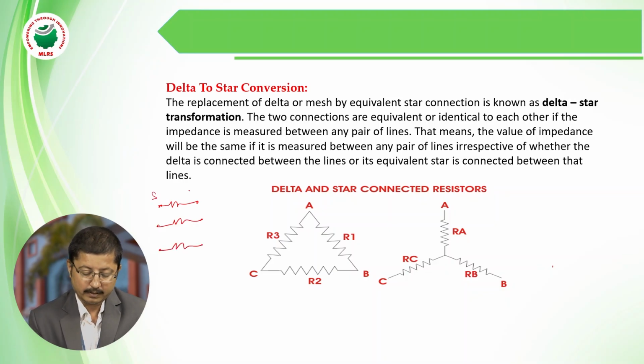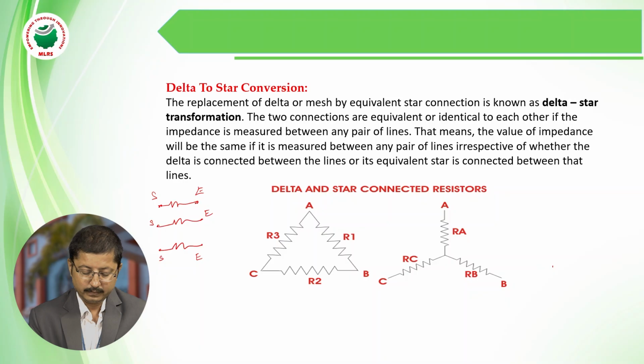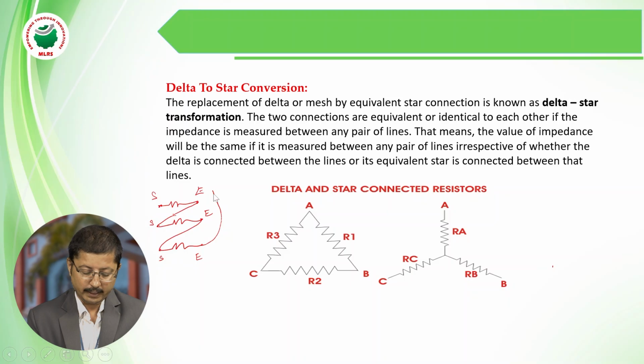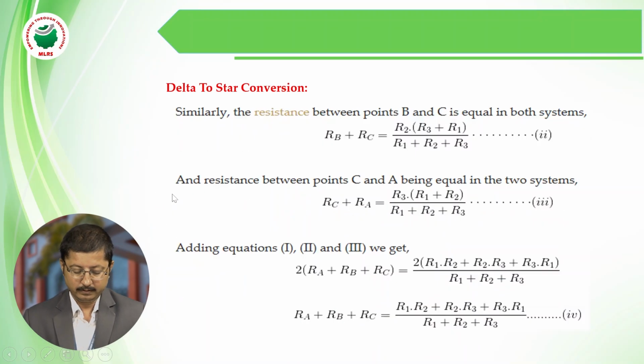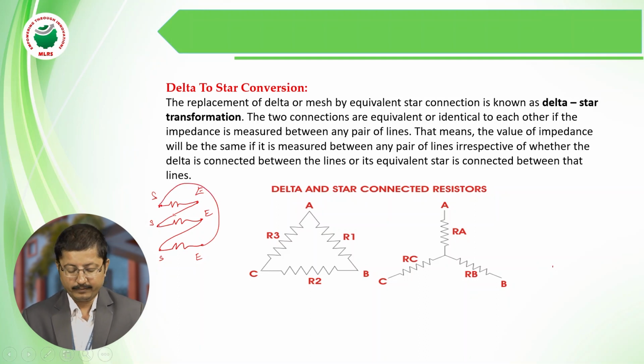So each has a starting and ending point. To form a delta, the ending of the first one is connected to the starting of the second element. Similarly, the ending of the second element is connected to the starting of the third element. Then the ending of this third element is again connected to the starting of this one. So this is the connection, and then it is formed as a delta.